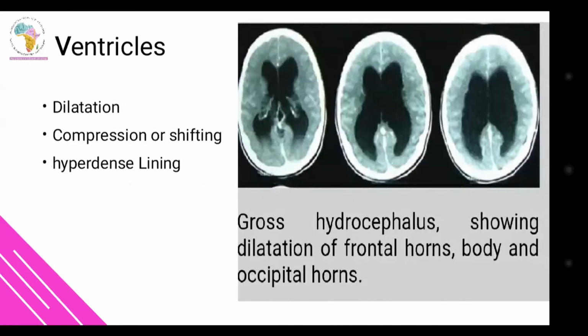So now we're going to the level of the V, which is the ventricles. At the level of the ventricles, what you're looking for is dilatation, you're looking for compression or shifting, and you're also assessing for hyperdensities of the inner linings of the ventricles. As you can see on the image, the ventricles here are dilated, and it shows gross hydrocephalus. You see the frontal horns, everything is just dilated.